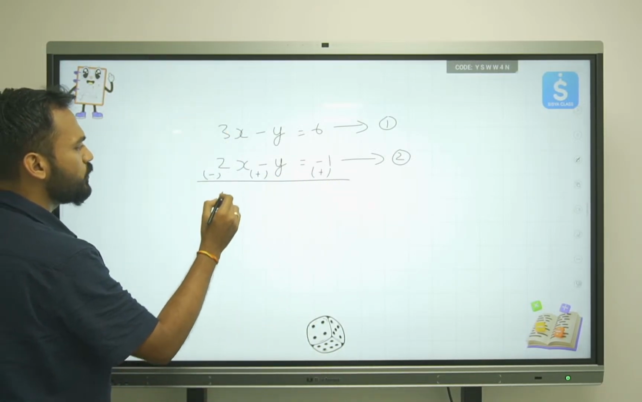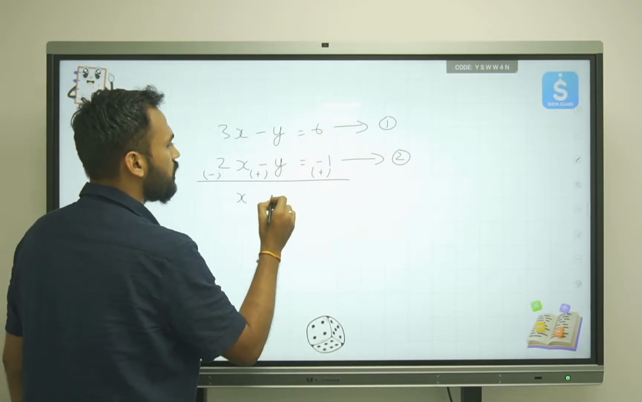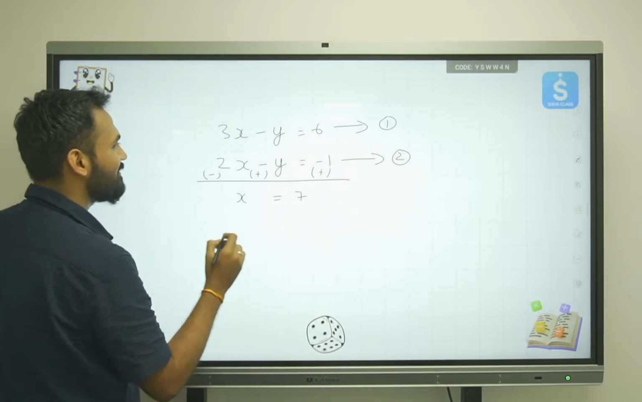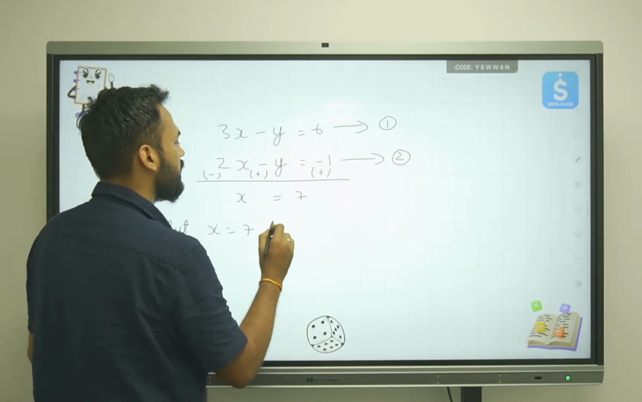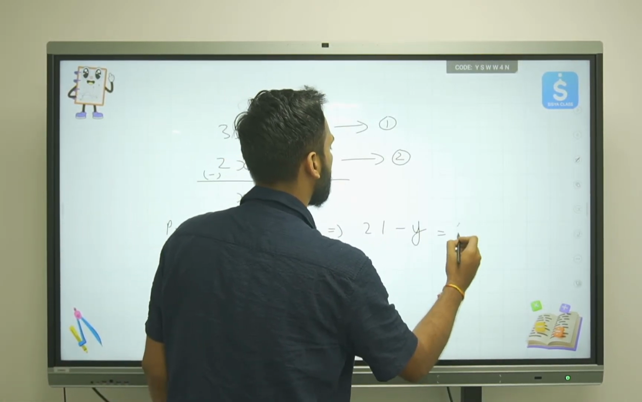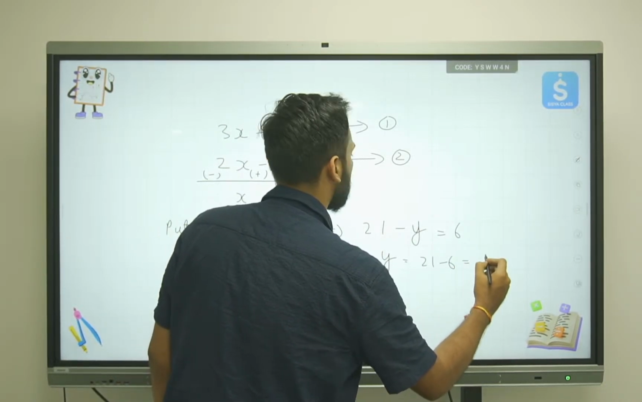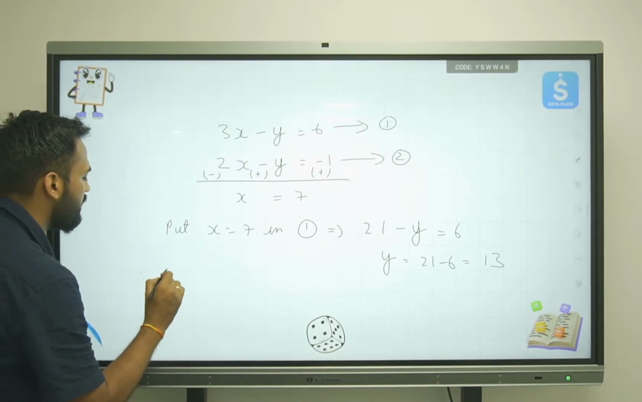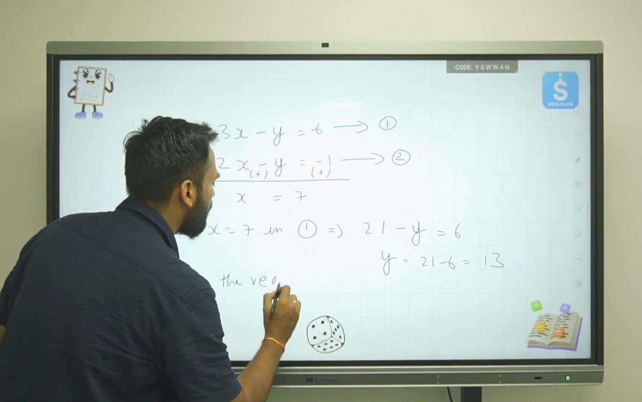So 3x minus 2x is x, y minus y is 0, equal to 6 minus minus 1, which is 6 plus 1, that means 7. Therefore x is 7. Put x equal to 7 in equation 1. We will get 3 into 7, 21 minus y is equal to 6. y will come out to be 21 minus 6, that is 15. Clear? So 7 by 13. Therefore 7 by 13 is the required fraction.